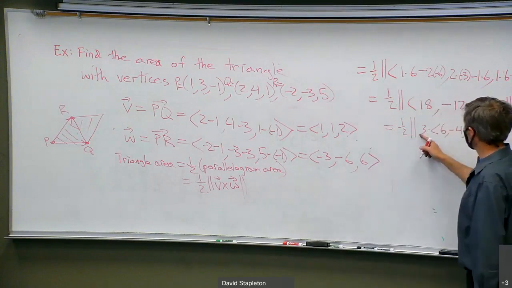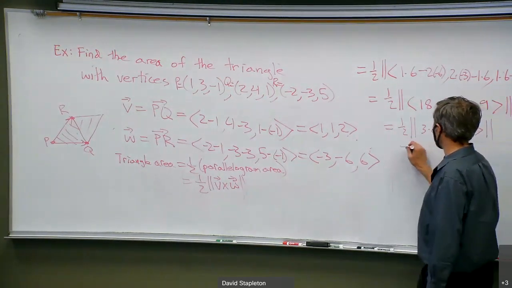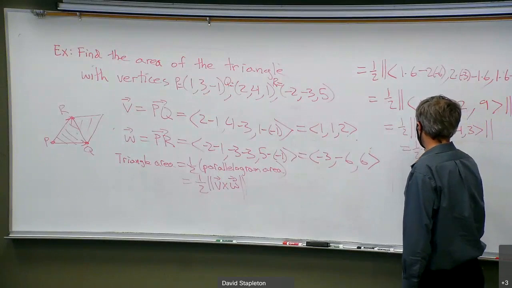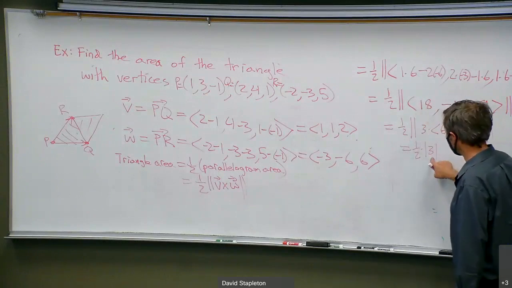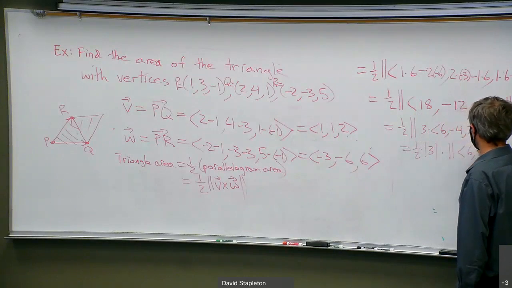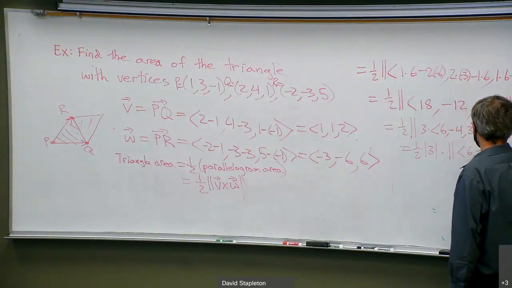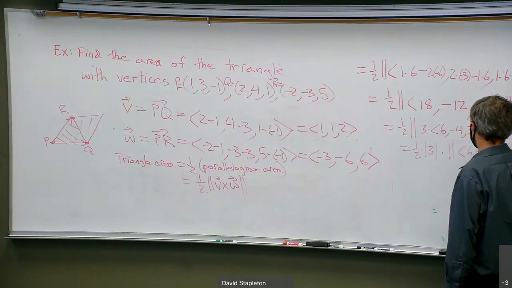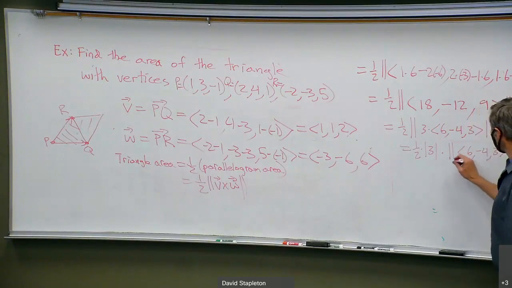Remember, the length of a number times a vector is the absolute value of the number. This means absolute value, not determinant. Times the length of the remaining vector. So I can just find the length of this vector instead and multiply by 3. That'd be easier, right? So what's the length of this one?